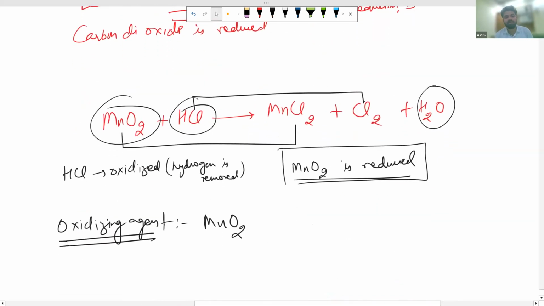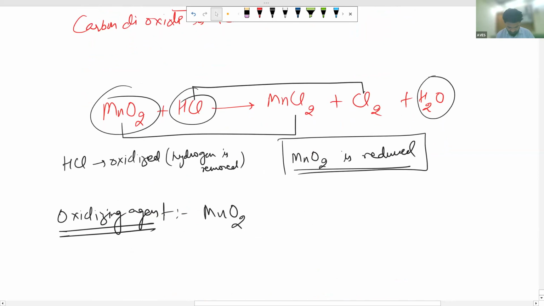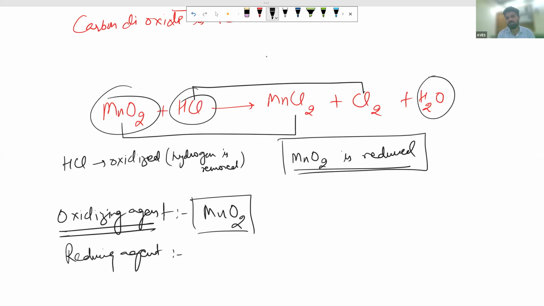Okay, got it? Yes or no? Yes, sir. Okay, put it down. MnO2 is an oxidizing agent. The substance that is oxidized is the reducing agent, so HCl is oxidized. And here it is reduction, so MnO2 is an oxidizing agent and HCl is a reducing agent.